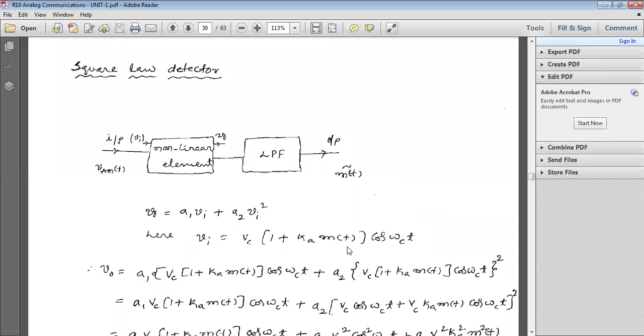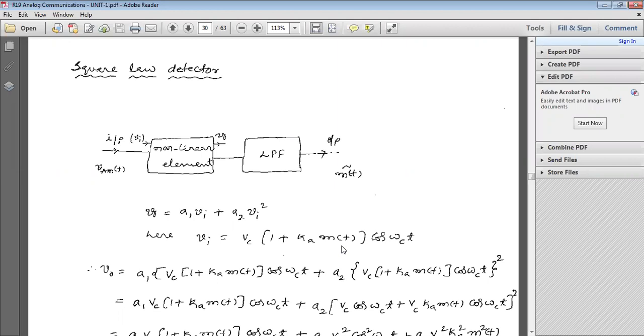How can we say that this is an AM wave? The amplitude of the carrier wave changes in accordance with the amplitude of the modulating signal. Therefore, it can be expressed as Vc into 1 plus Ka m of t into cos omega Ct. Ka is the amplitude sensitivity factor. So at the input of the detector, we have the AM signal Va equal to Vc into 1 plus Ka m of t into cos omega Ct.